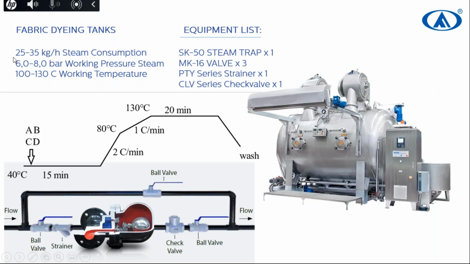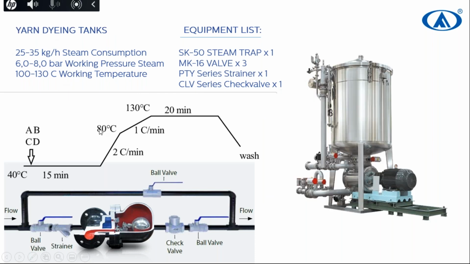But for dyeing tanks, according to capacity, 25 to 35 kilogram per hour steam consumption will be needed. And 6 to 8 bar working pressure is acceptable for dyeing tanks. If your dyeing tank is using more or less pressure, it's up to your capacity. As a standard average, it's like this. For yarn dyeing, it's also quite the same.